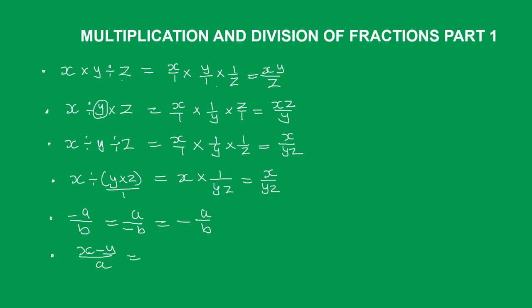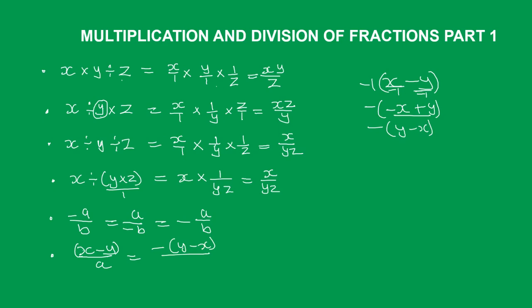And then maybe the last one, before we look at examples, say x minus y over a is equal to, you can factor out negative 1 from this numerator. Remember, when you factor out negative 1 from x minus y, you divide this by negative 1, divide this by negative 1. You get negative 1, and then negative x plus y. Then you can swap these around, y minus x. You see that? So this is just the same as negative, and then y minus x over a.